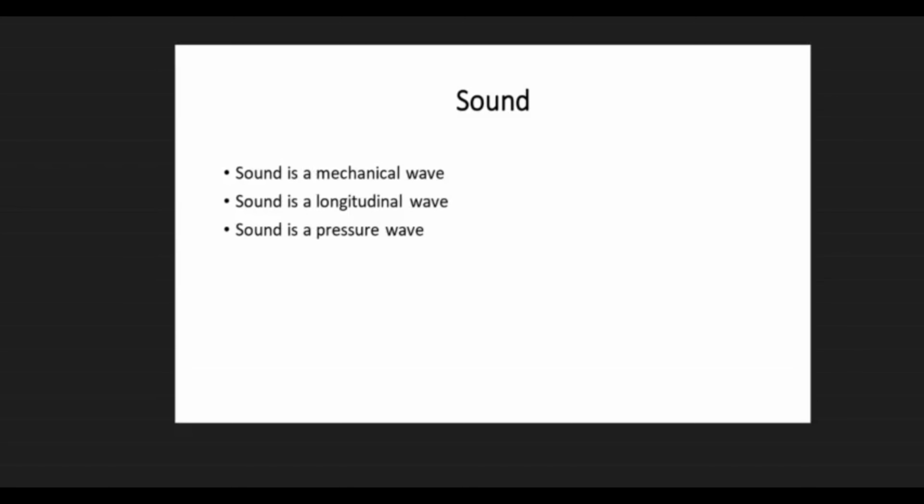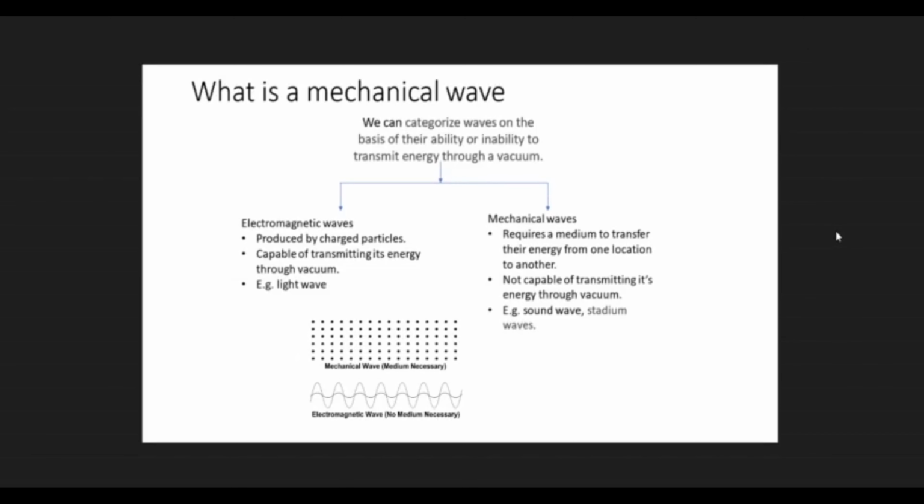We can categorize waves based on their ability to transmit energy through vacuum. We can divide them into two waves, electromagnetic waves and mechanical waves. Electromagnetic waves are produced by charged particles and are capable of transmitting their energy through vacuum. An example of an electromagnetic wave is light. The sun produces electromagnetic waves which reach the earth from space, which is vacuum.